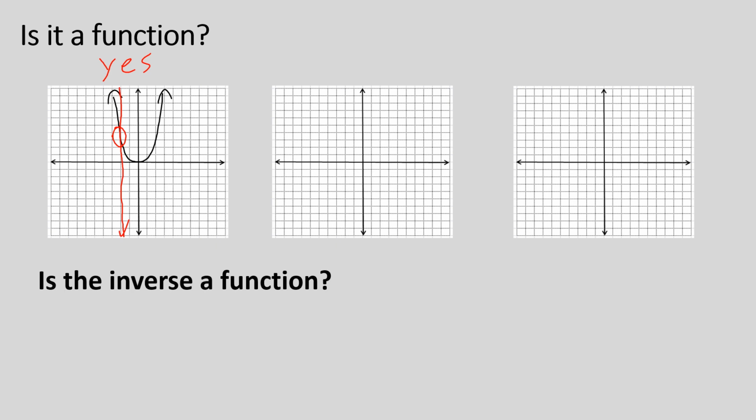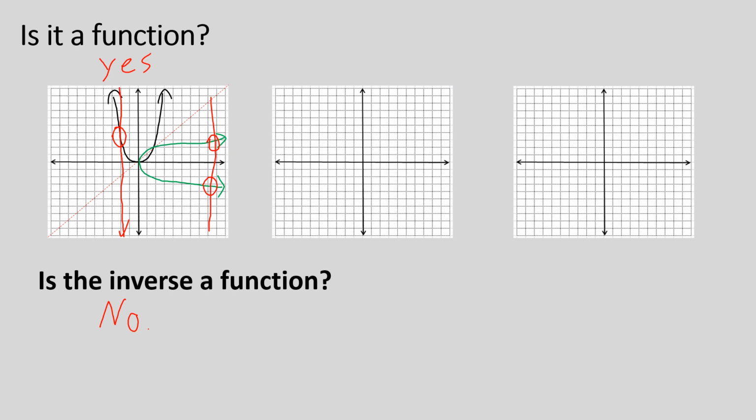Now, is the inverse of this graph a function? So the inverse is going to be symmetrical around the line y equals x. So if we graphed this, it would look something like that. All right, and if we did the vertical line test on this, we would see pretty much anywhere we draw the line, we're going to hit this graph 2 times. So no, the inverse is not a function.